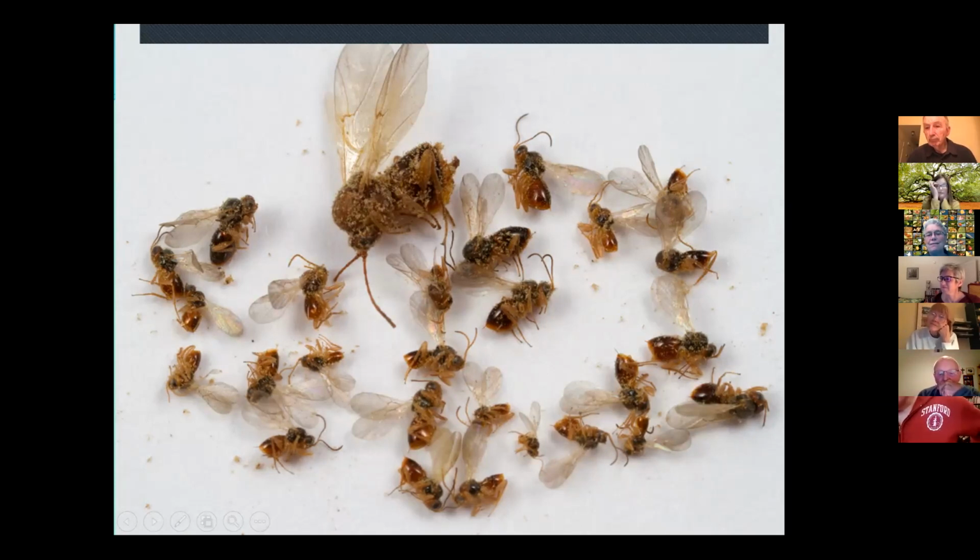So this is a male, this is a female. Very slightly longer, but mostly look for that notch in the third antennal segment. Okay, does that help? All right, so female, male, male, female.